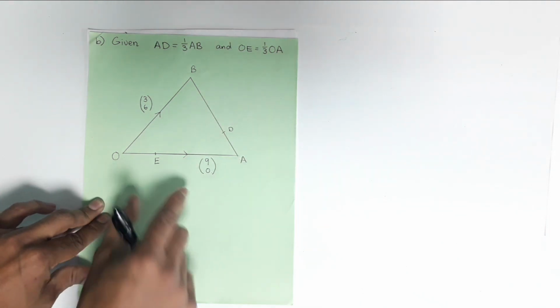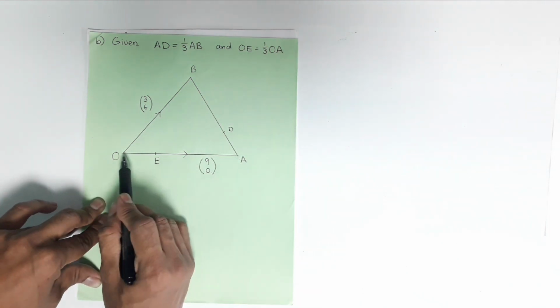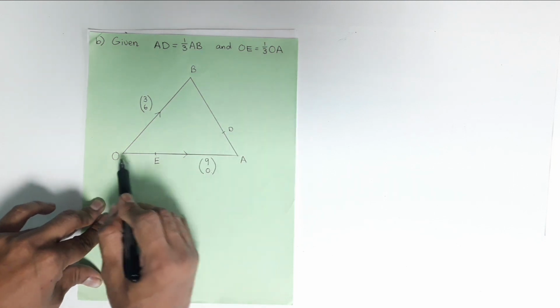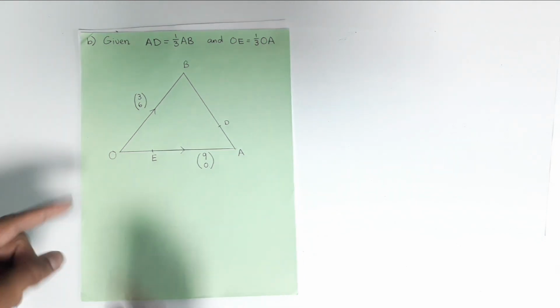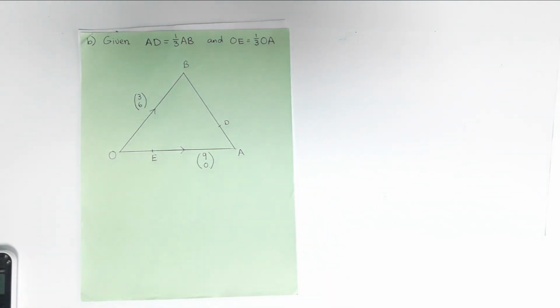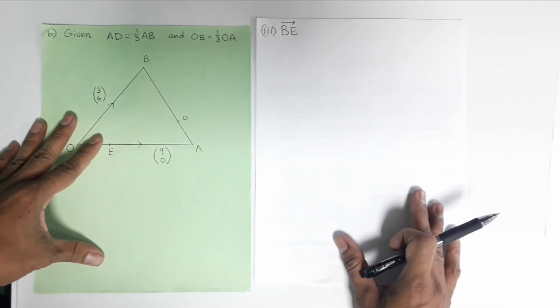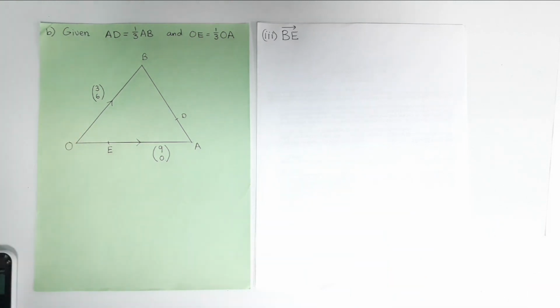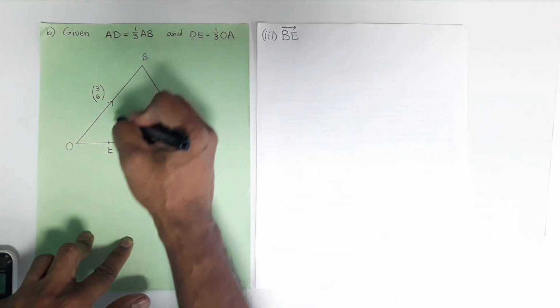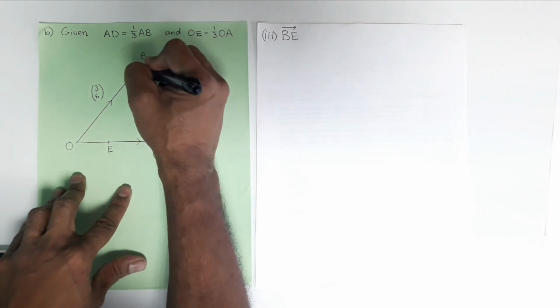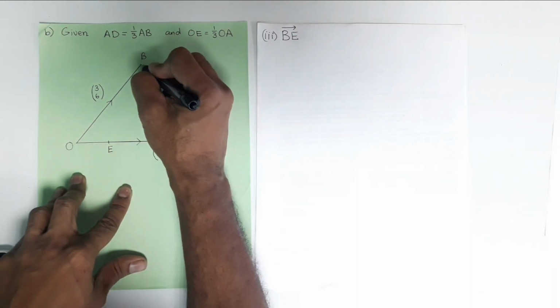And they said OE has a similar thing. O to E was 1/3 of the entire OE line, right? So that means here is 1/3 and over there is what? 2/3. Okay, I'm just double checking my diagram to make sure everything is correct. Yep, everything is correct. So the first part of the question had asked us to find the vector BE. So BE, let me draw it in and you can have a look at it.